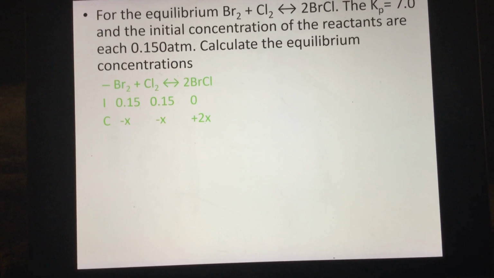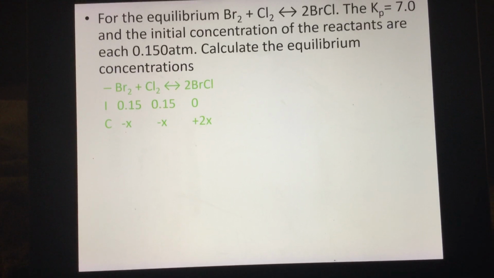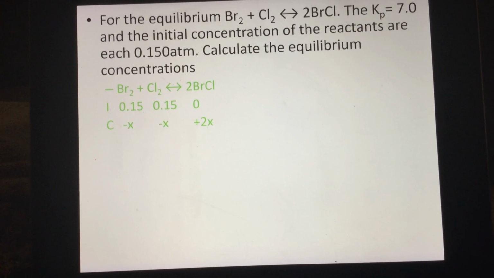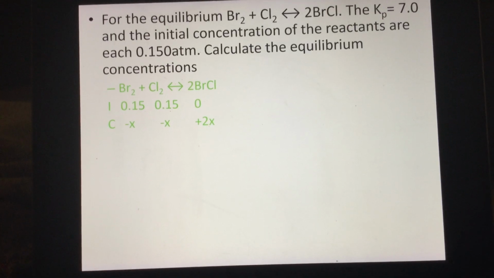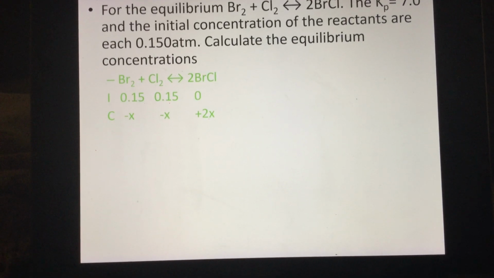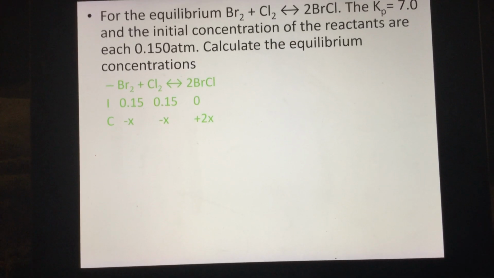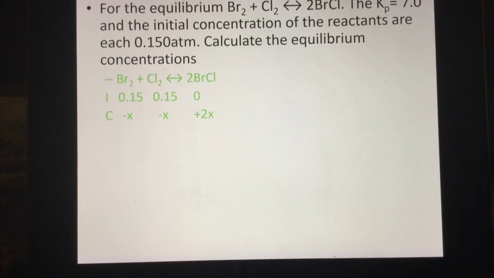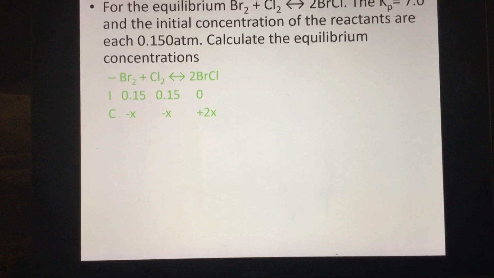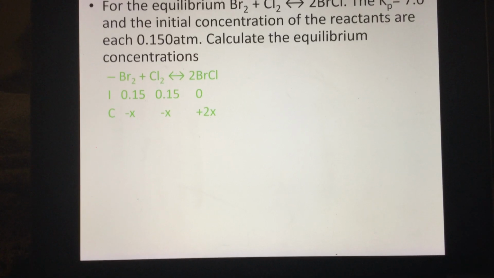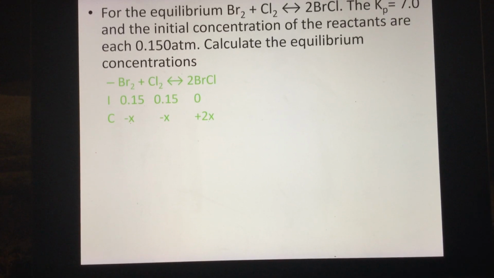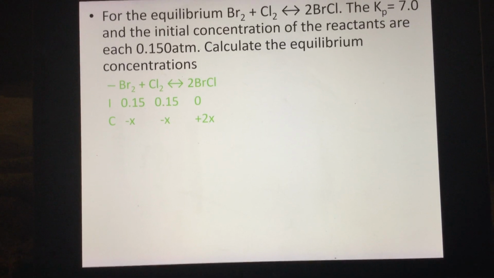Now for this one, we don't know how much the pressures are changing because it doesn't give us an equilibrium pressure. I know it says concentration up there, but technically it's pressure. We don't know the equilibrium pressure, so we don't know what their change is. So we're going to let the change of the pressures equal X.